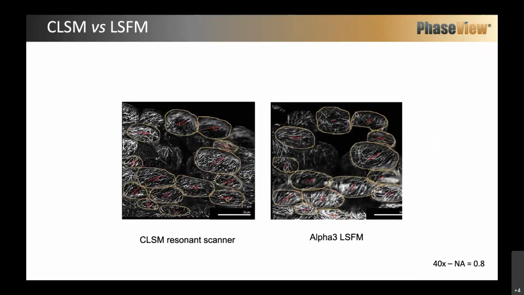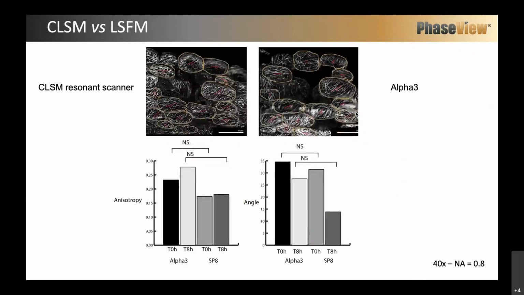So one experiment I did is I wanted to compare if the quantification between the two modalities is the same. So here it's an experiment of ablation. I did one ablation, and normally with microtubule labeling, the microtubules will reorient themselves around this ablation. I did it on the same samples, and I did the imaging in the confocal and in the Alpha3. And the result is we have the same result. We don't have any significant difference between these two modalities.